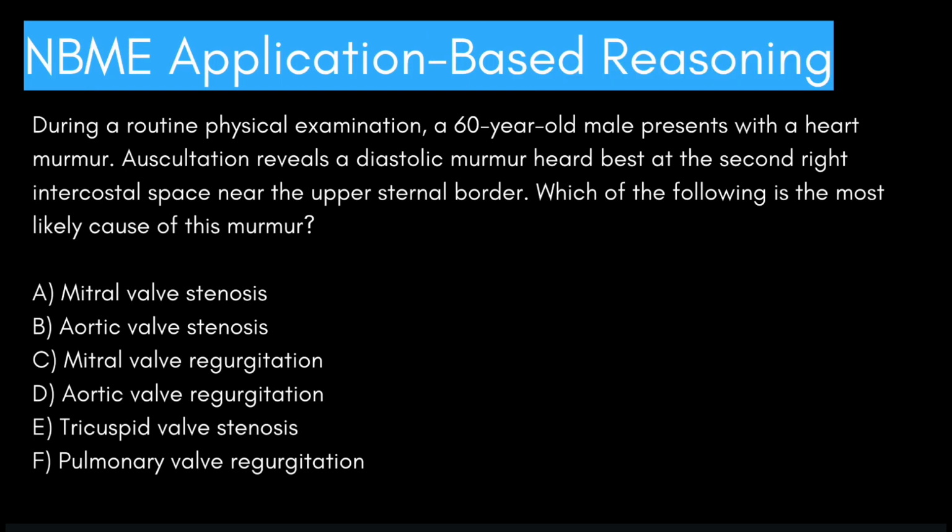During a routine physical examination, a 60-year-old male presents with a heart murmur. Auscultation reveals a diastolic murmur heard best at the second right intercostal space near the upper sternal border. Which of the following is the most likely cause of this murmur?